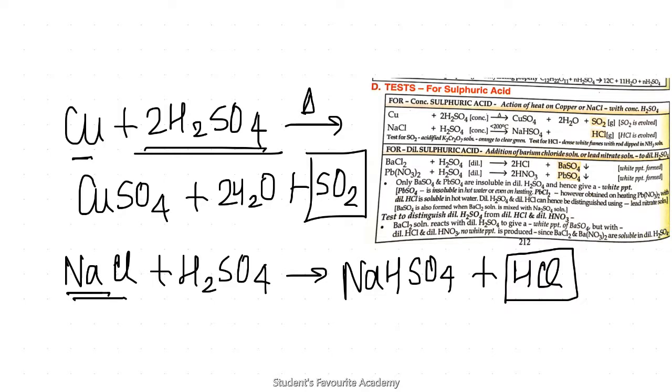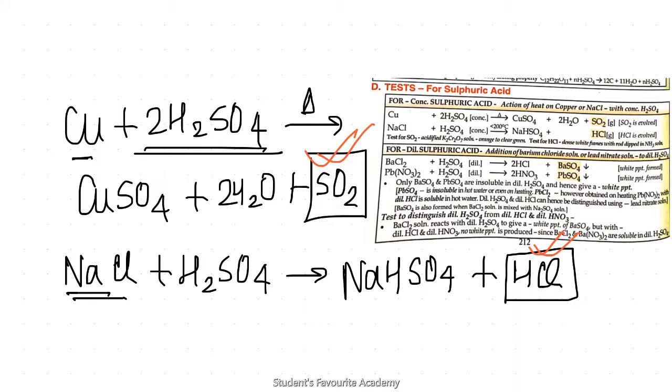So here, in the first reaction, what is being evolved? Sulfur dioxide is being evolved, and in the second reaction, hydrogen chloride is being evolved. Whenever the test for SO2 is done, how? We add acidified K2Cr2O7 solution. What happens? Orange to clear green. This is the color change that happens.